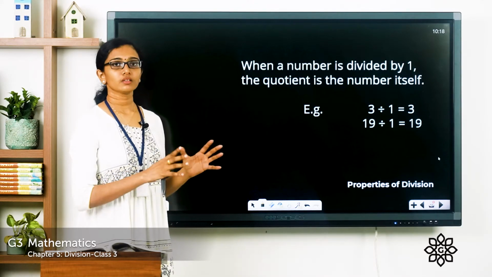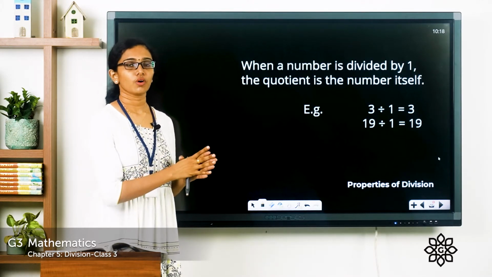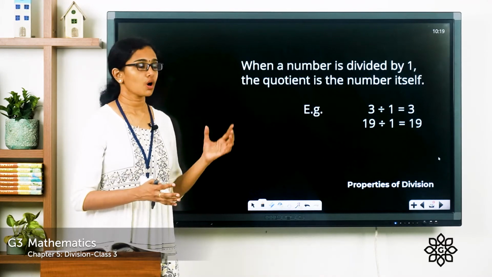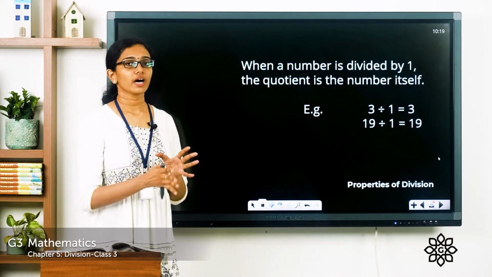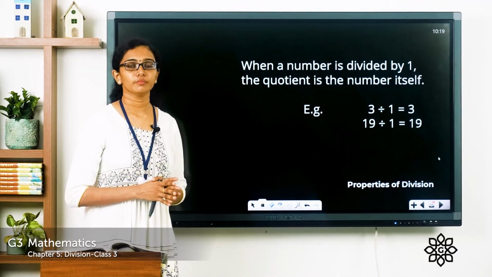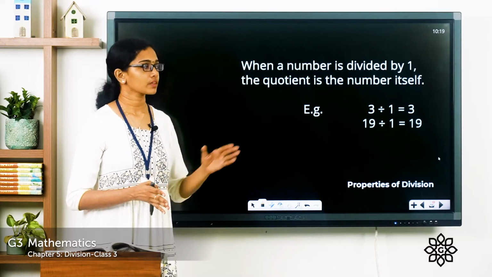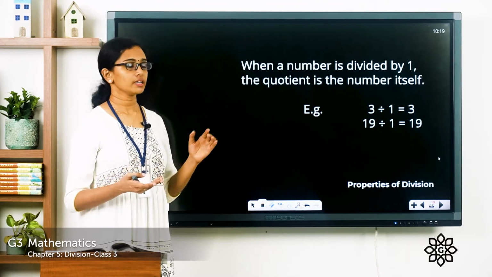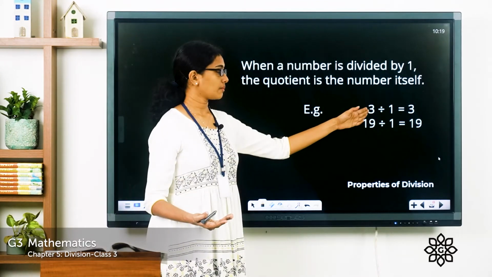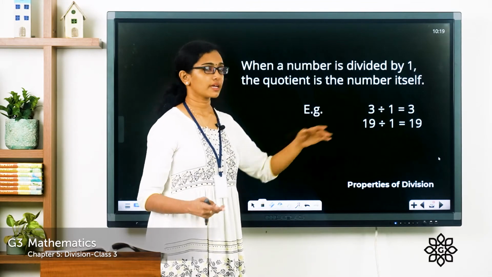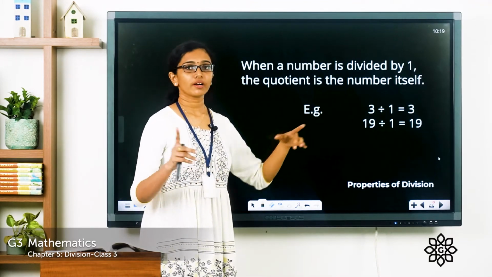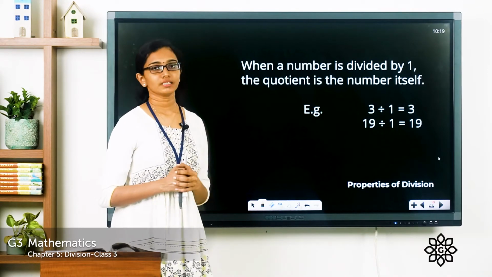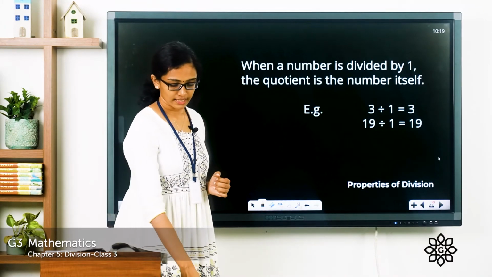You are giving the whole to one person, or you are just making it into one group, and in that group all of the items or the whole number will be there. You get it? So yeah, the examples here, 3 divided by 1 equal to 3. It means the number 3 or a group of 3 is made into one group, and in that one group the whole 3 will be there. Similar is the second case. So I hope this is clear to you.